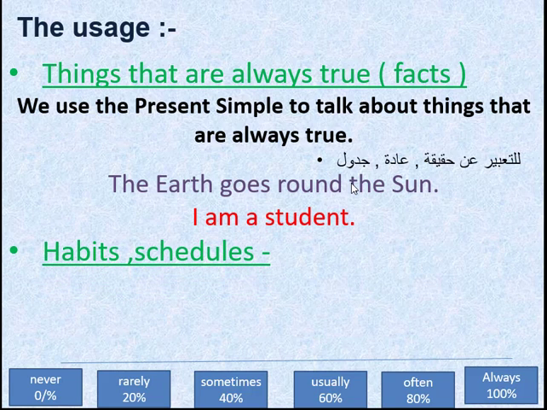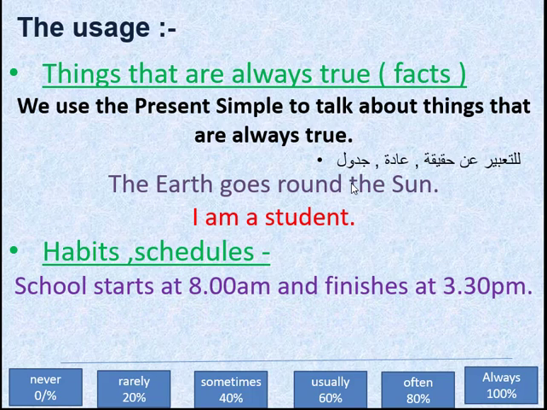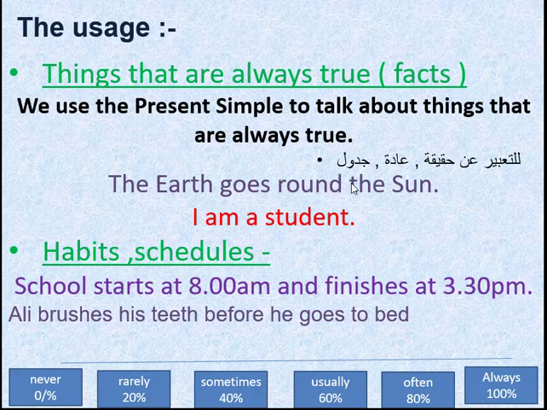Also, we use it if we are talking about habits or schedules. To say, the school starts at 8 a.m. and finishes at 3:30 p.m. Ali brushes his teeth before he goes to bed.